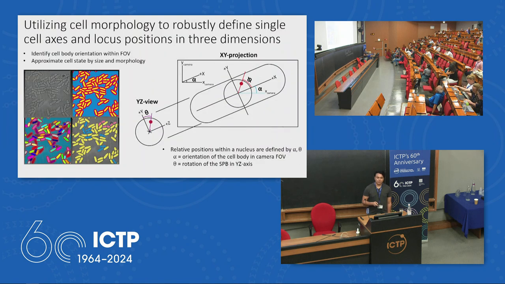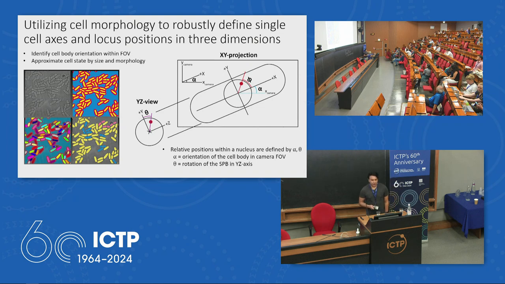Okay, so with that, I'll just go quickly into how we plan on expanding this technique. Those localization maps I just showed you are in two dimensions, so we're lacking that third dimension that we want to incorporate. And the way we can do that is using cell morphology.